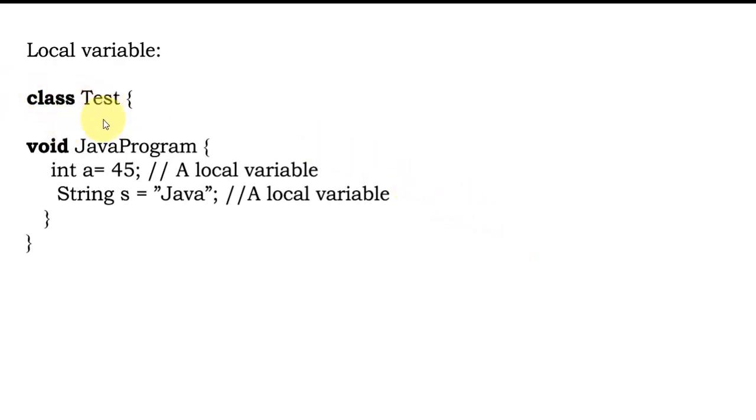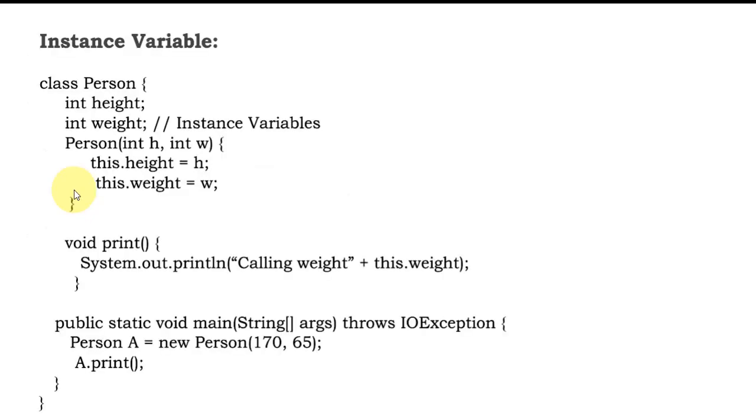Suppose in this example program, which is a Java program with a method, here int a is equal to 45. This is a local variable. These two are local variables. How? Because I have written them within a method. The scope of this variable is only within this program. I cannot access it outside this specific method. That is the reason it is called a local variable, and its scope is within the specific method only.